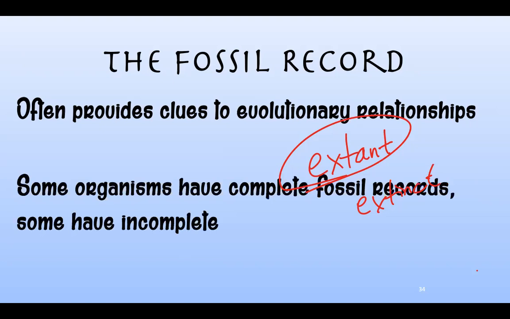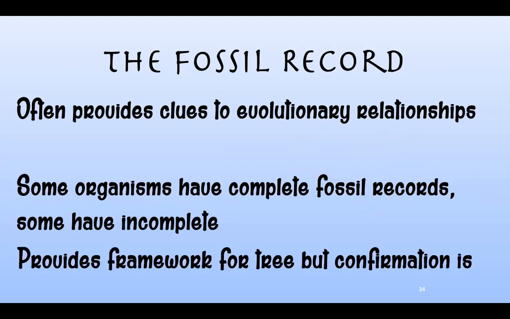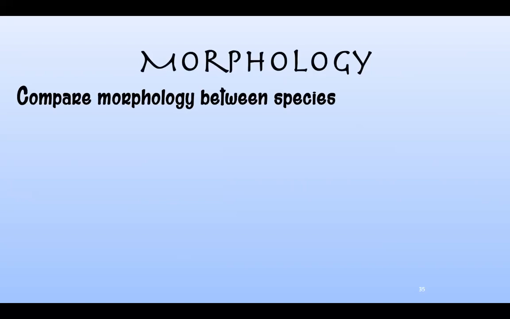Some organisms have complete fossil records, but to be honest, most of the fossil records are incomplete, but it provides a framework for the phylogenetic tree. The second one is morphology. So we can compare the structures and the physical appearance of organisms.